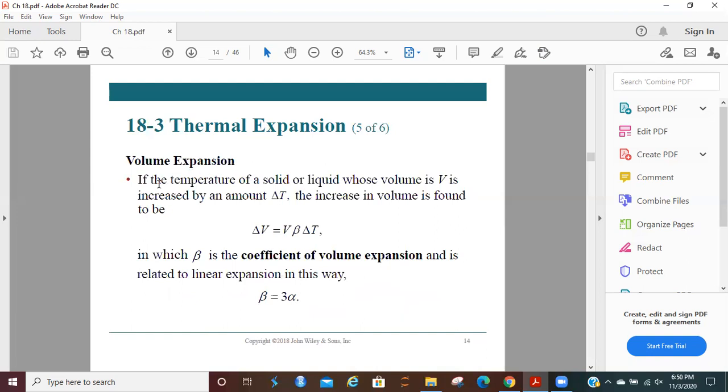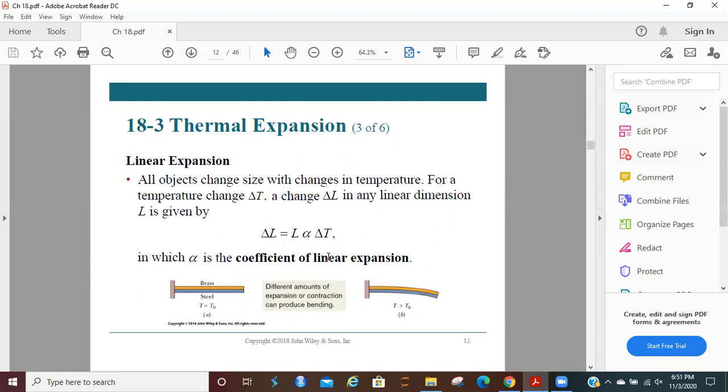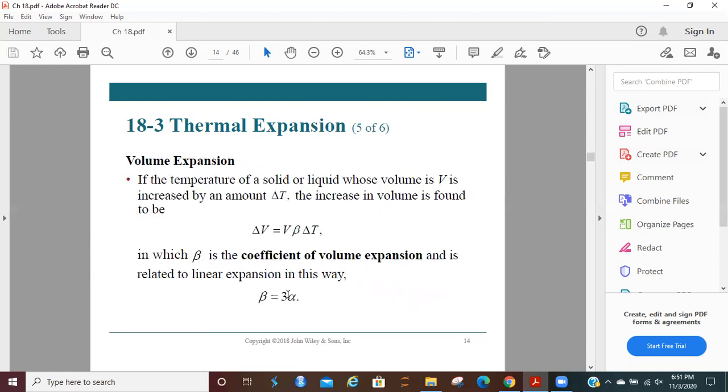Volume expansion. If the temperature of a solid or liquid whose volume is V is increased by an amount delta T, then the increase in the volume is found with this equation. Again, if you take both sides and divide by delta T, basically what you're saying is that the change in volume with respect to your change in temperature is going to be some constant coefficient multiplied by the volume you already had. Now, beta, your coefficient of volume expansion, is going to be related to the coefficient of linear expansion by the factor of 3, which is a little convenient.